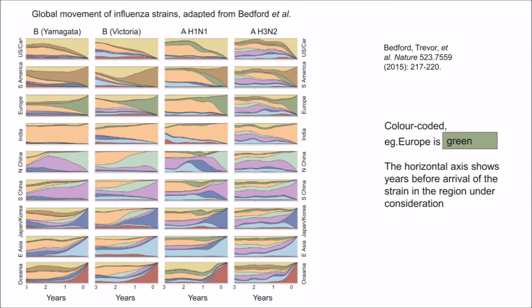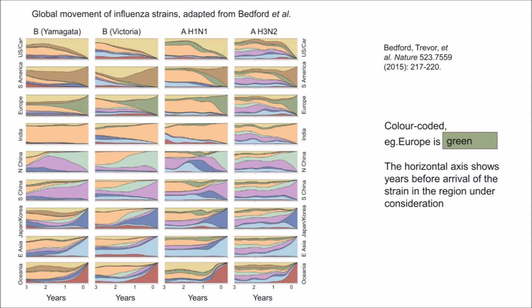This is another very interesting paper. This was published in 2015, and it shows where different strains of influenza came from. So the authors looked at 4 different strains of influenza, 2 influenza B strains and 2 influenza A strains, and they looked at where those viruses had come from in the world.